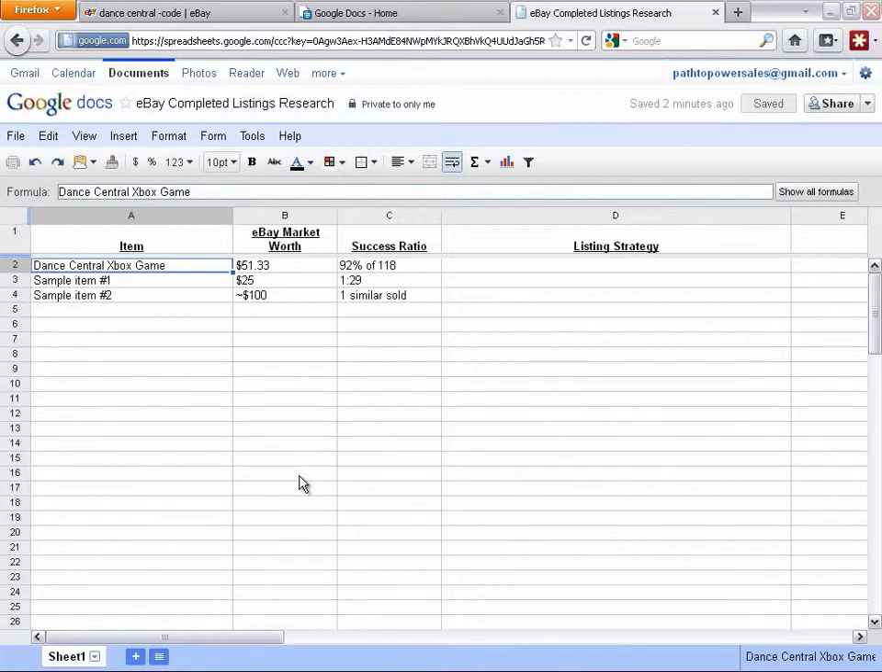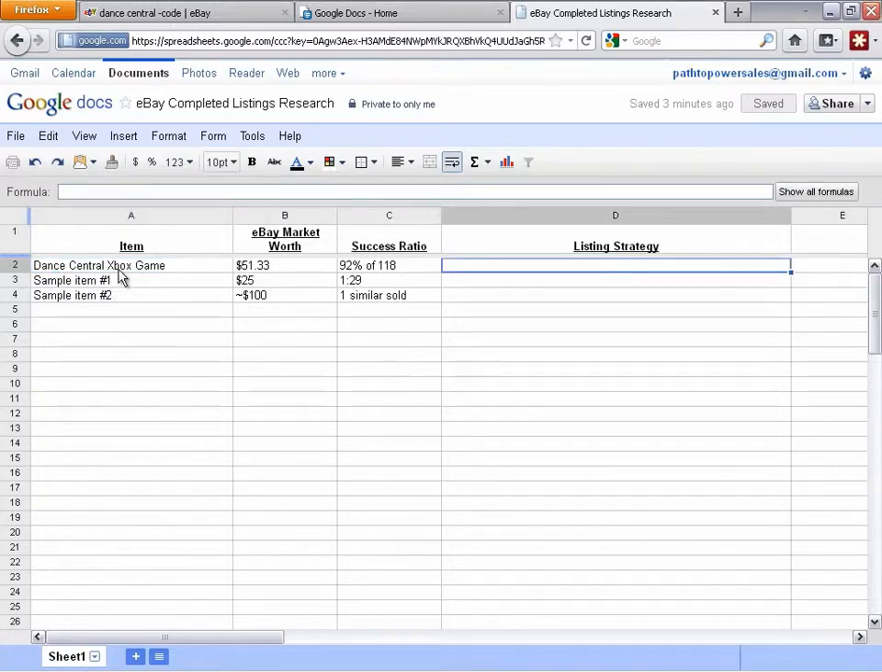Using our previously researched product as well as two sample items, I'm going to show you the difference between listing strategies among these three different items. The first product that we have is the Dance Central Xbox game. This product has an eBay market worth of $51.33, and it has a success ratio of 92% of 118 listings.